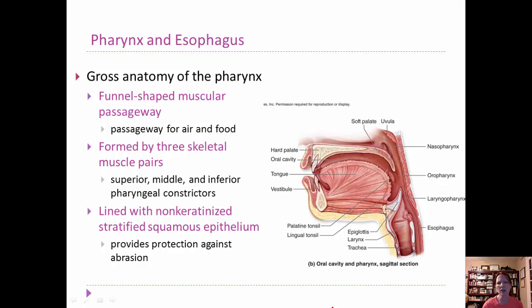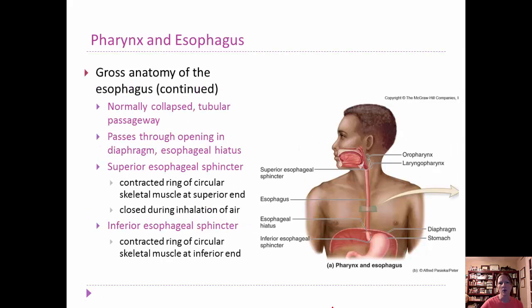If you think about it, haven't you ever chewed a piece of food but you didn't chew it quite enough? And you can kind of feel it digging down your throat. That's exactly why we are going to have that stratified squamous there. There's also going to be some pairs of skeletal muscle, some pharyngeal constrictors, in here as well. So not much to say about the pharynx. We're going to move on down to the esophagus here.